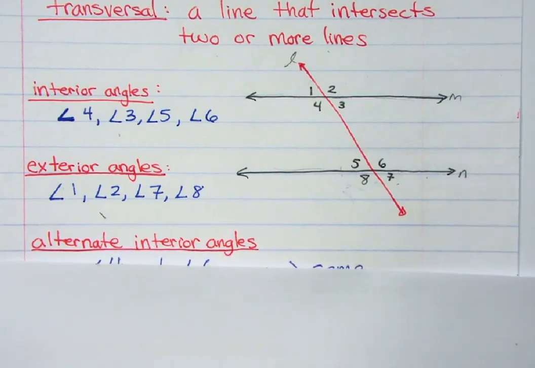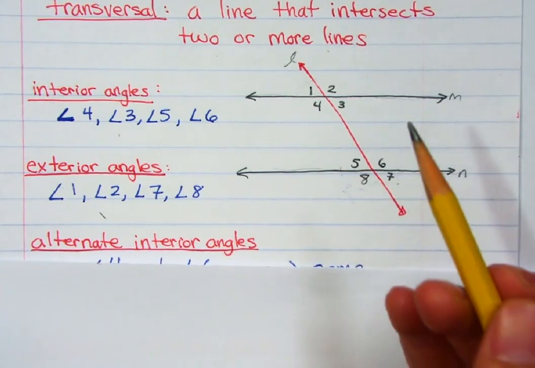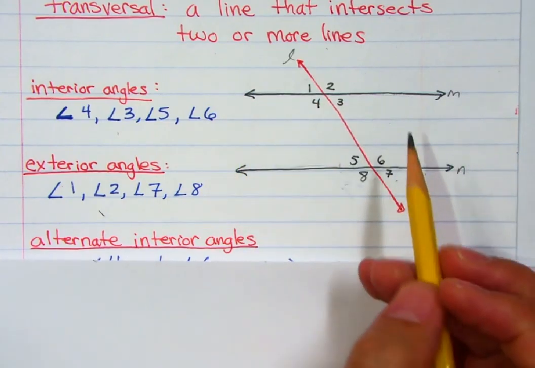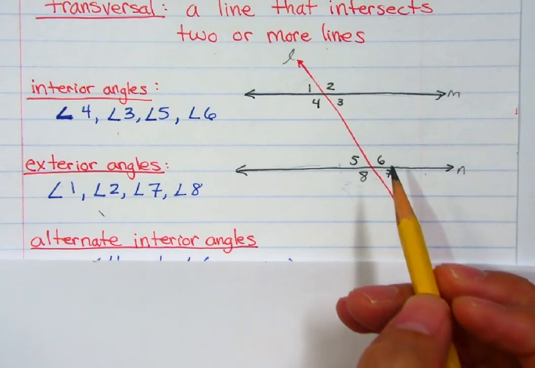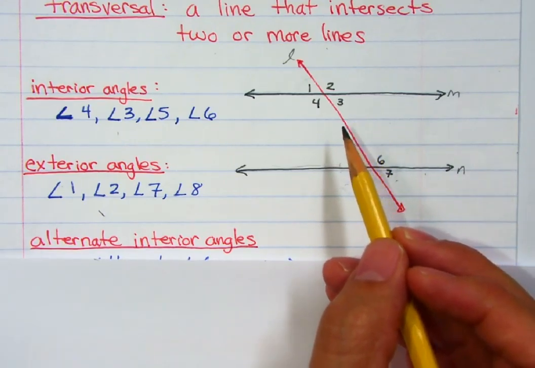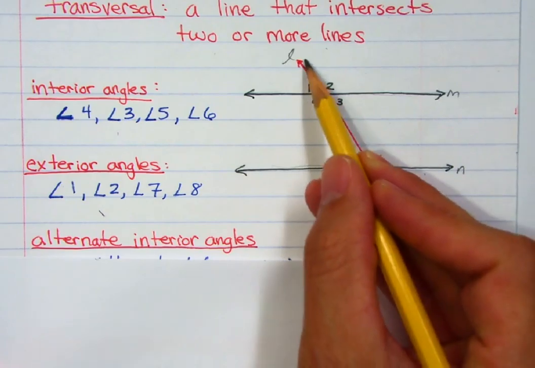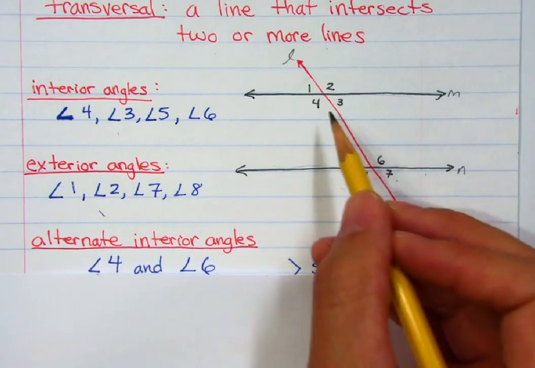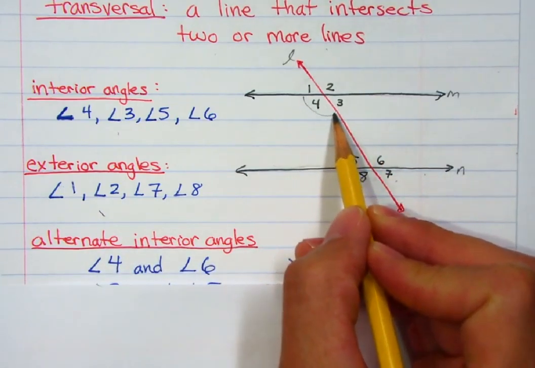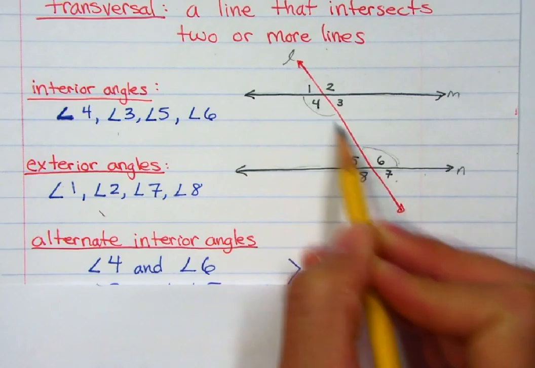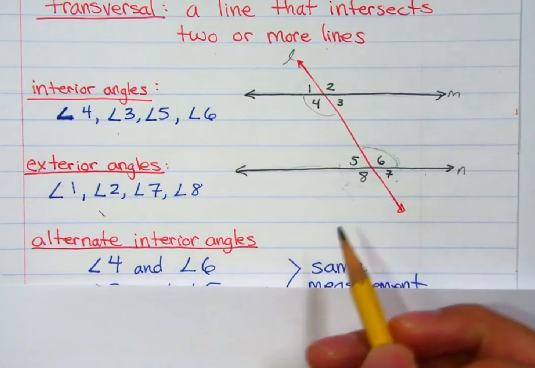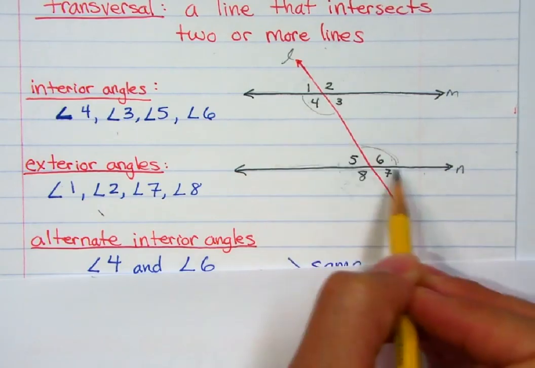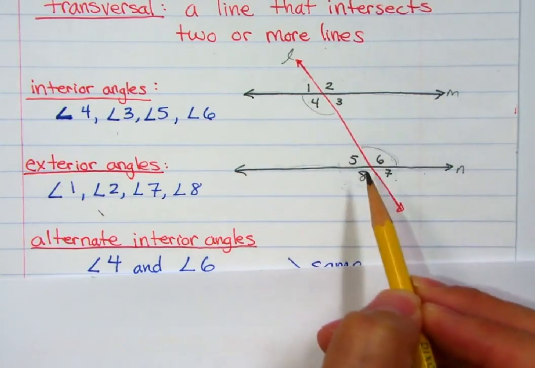The next are called alternate interior angles. Alternate means one on one side, one on the other. Interior means inside. So looking at this transversal, one's on the left, one's on the right, and they have to be inside. So 4 and 6. These two, in comparison to each other, are called alternate interior angles. One is on the left, one is on the right, and they're both inside of the parallel lines.